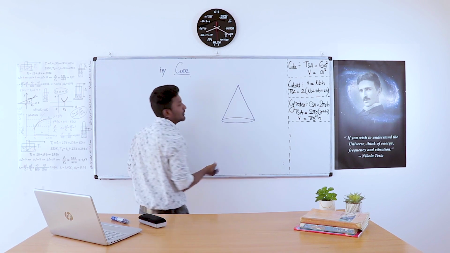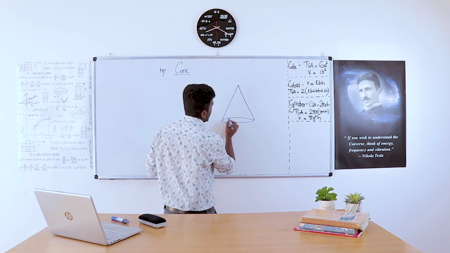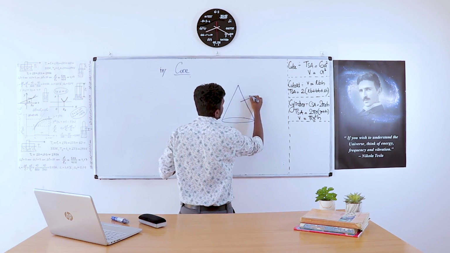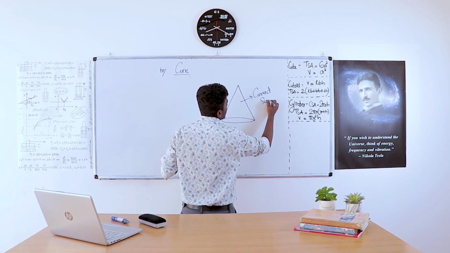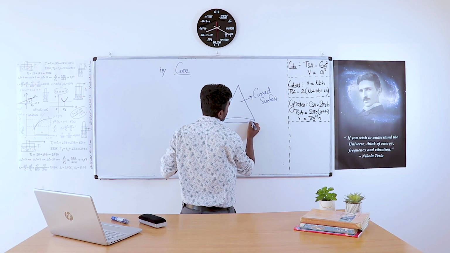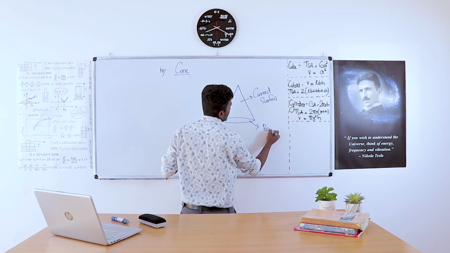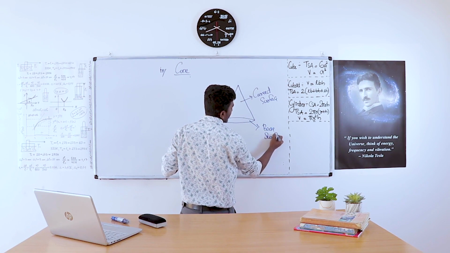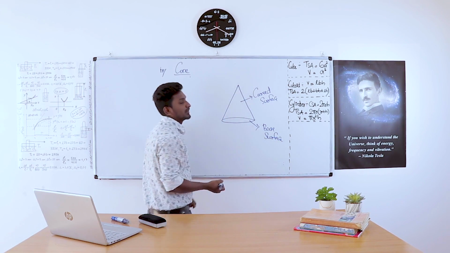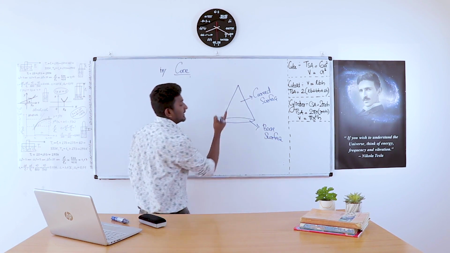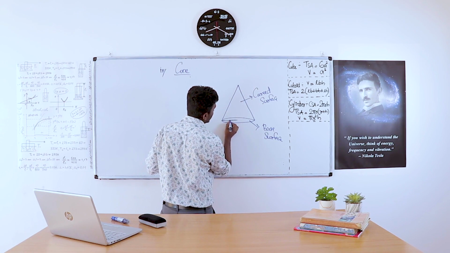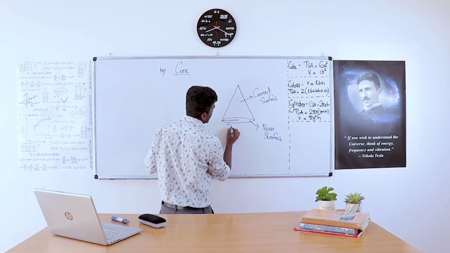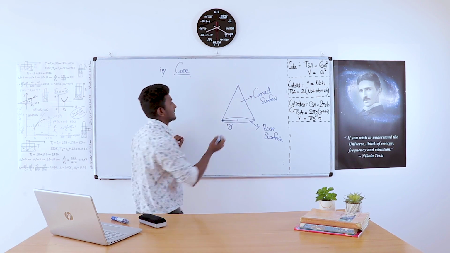Simply, this is the shape of a cone. We are having a curved surface and a base surface, and the shape of the base is a circle. So the radius of this circle is taken as r.